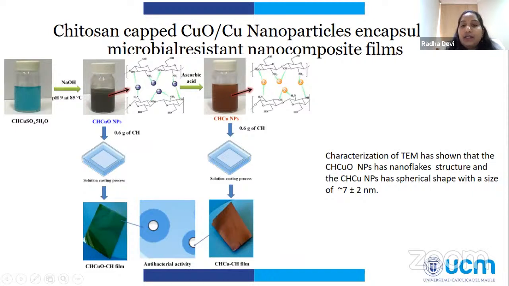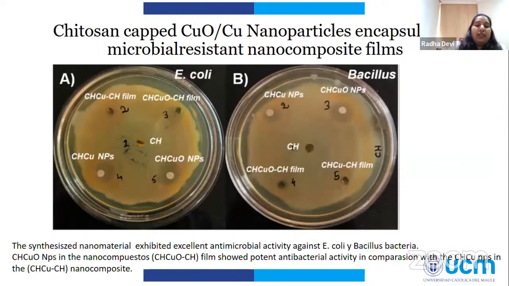And the characterization of the copper nanoparticles showed that the copper oxide nanoparticles have a nanoflake structure, whereas the copper nanoparticles had a spherical shape with a size of 7 to 2 nanometers. So this synthesis has given us particles with a very fine nano size, and which had a very potent activity for the antimicrobial growth. So here is the experimental part where we have done the studies using E.